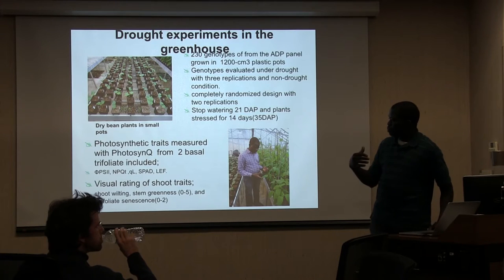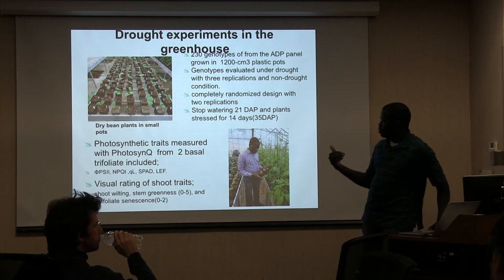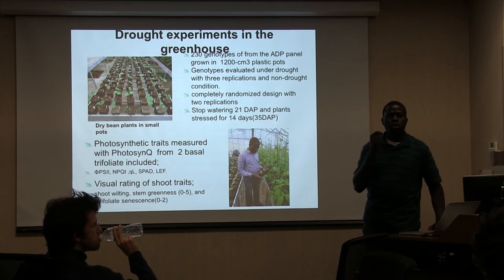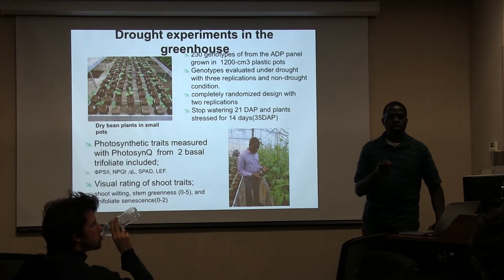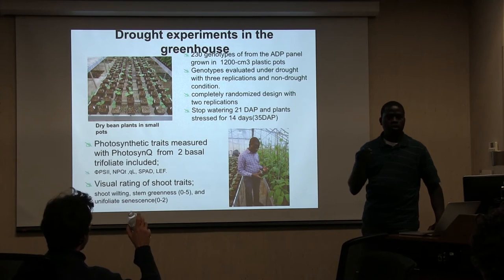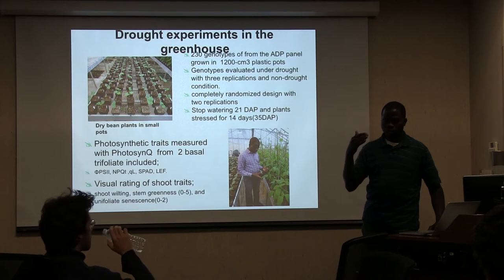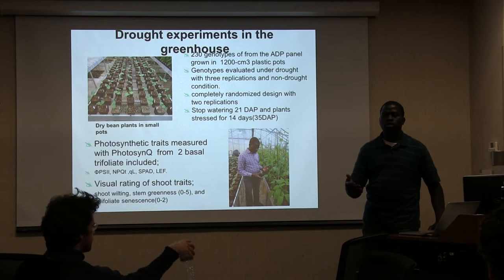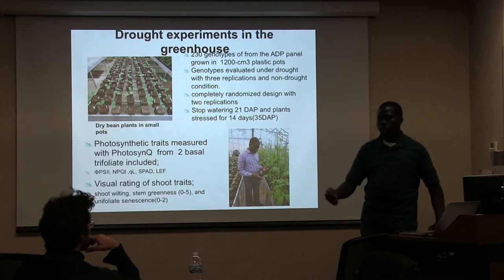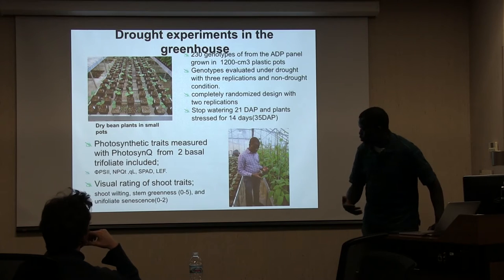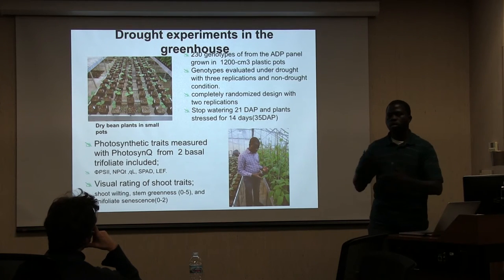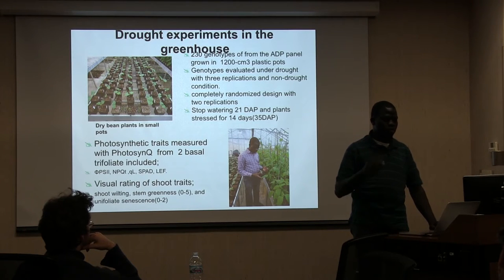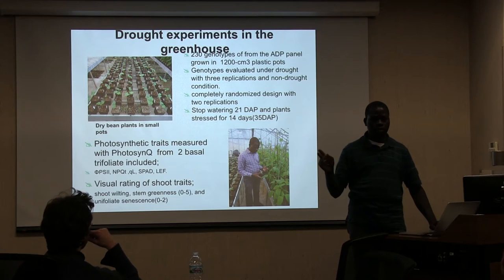And then when I'm using photosynthesis, I usually take the two basal trifoliates. I use the two trifoliates since the lower leaves always experience more stress when the plants begin losing water. When the plants are under less stress, the lower leaves tend to be more responsive to drought stress at that stage. So I use the first two trifoliates in every measurement.